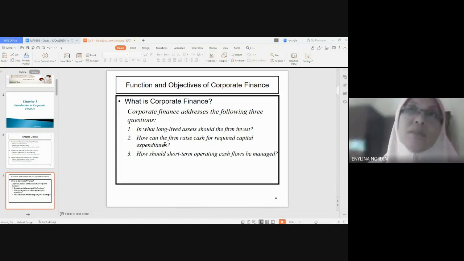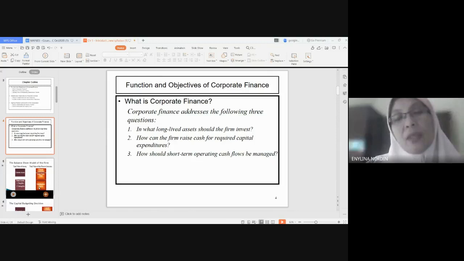For short term, right, the company also must consider the short term cash flow availability. So they must make sure that the company has no liquidity problem in the short term. So in other words, the company must make sure that it is capable of meeting the short term obligations. Okay, all right.